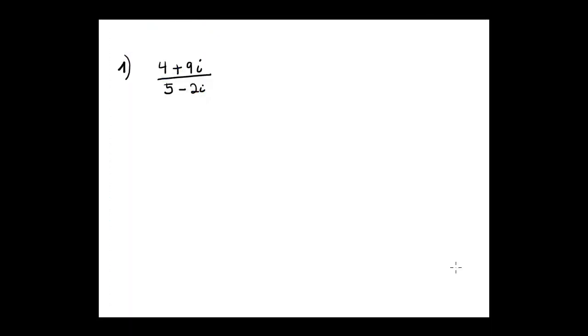Okay, question 1 is about division of the complex number. The procedure for doing the division is always the same. You multiply this complex number by the conjugate of the denominator expression. This is the conjugate.